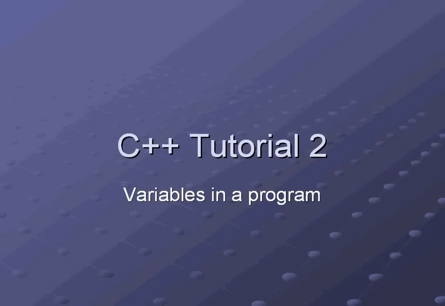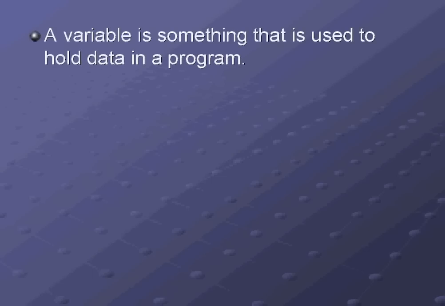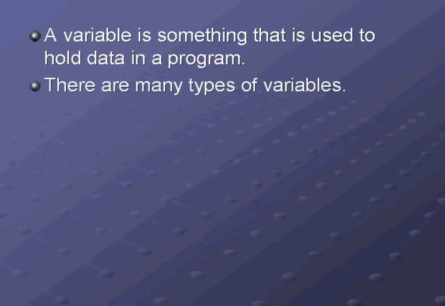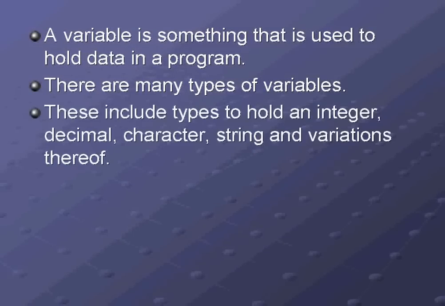Alright everybody, welcome now to the second C++ tutorial on variables. A variable is something that is used to hold data in a program. There are many kinds of variables. For instance, they can include types to hold an integer, decimal, an individual character such as x, y, z, q, a string which could be somebody's name or just a bunch of characters grouped together, and variations thereof.